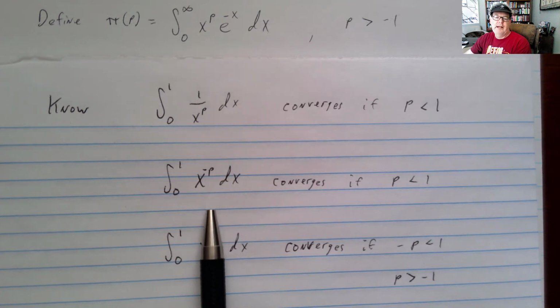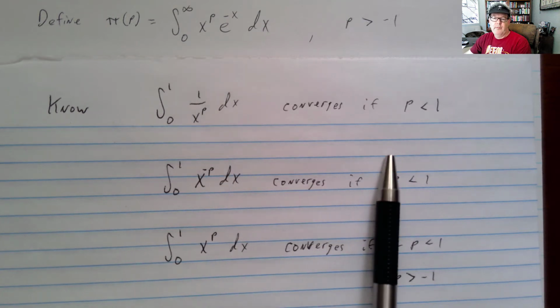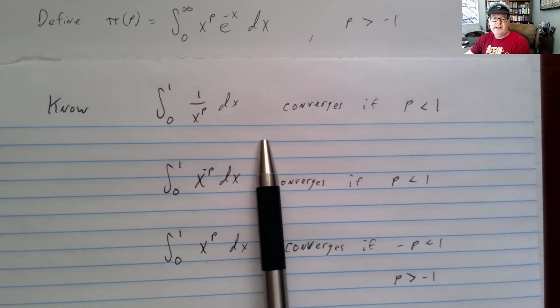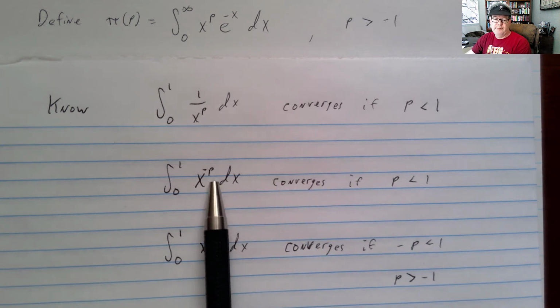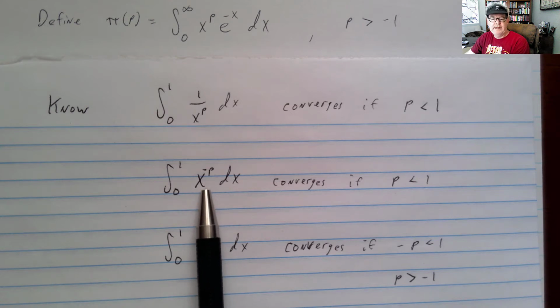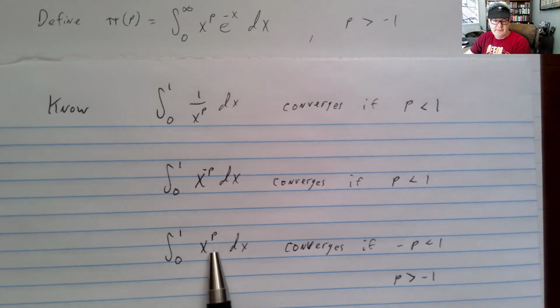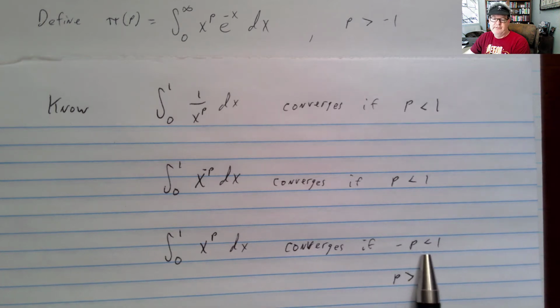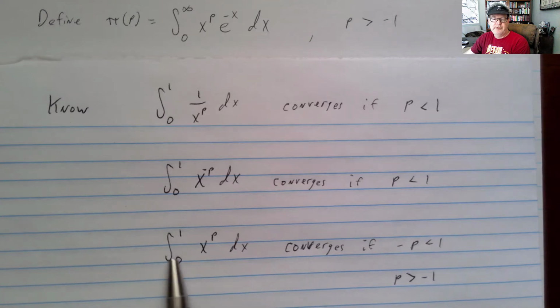And that's what we will have if, well, in this form, if p is less than 1, and that's equivalent to this, 1 over x to the p is x to the negative p. But if I write it as x to the p, then that means I need negative p less than 1, or p greater than negative 1. Right, so this integral converges, I guess, if and only if p is greater than negative 1.